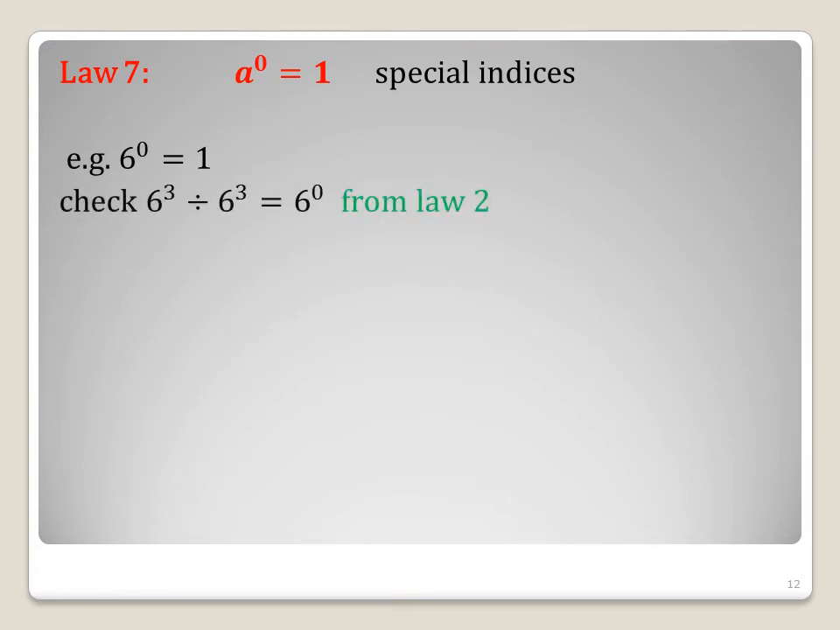Law 7. The law of special indices, or law of singularity. Any number raised to the power of 0 is equal to 1. For example, 6 raised to the power of 0 equals 1. To check, 6 raised to the power of 3 divided by 6 raised to the power of 3 equals, from the law of subtraction, 6 raised to the power of 0. Also, 6 raised to the power of 3 divided by 6 raised to the power of 3 equals 1. Then, 6 raised to the power of 0 is equal to 1.